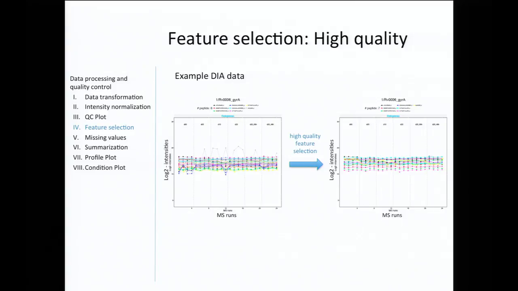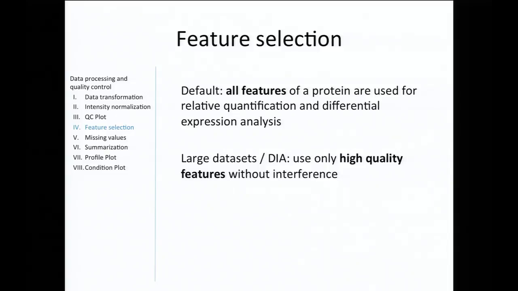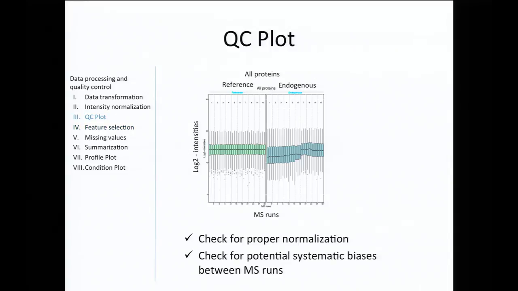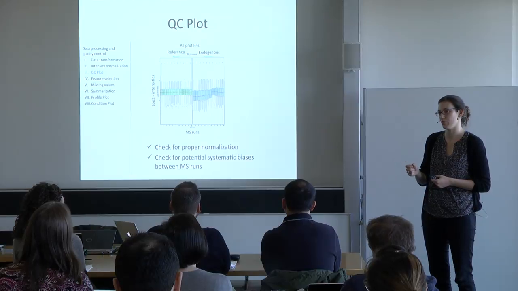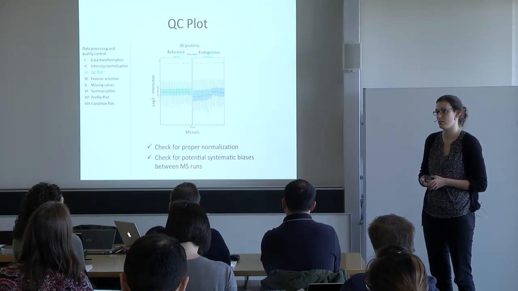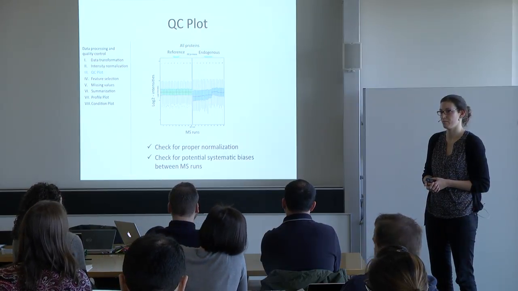Just had a question about the QC plot. Which features are you looking at there? This is just a box plot of the distribution of intensities for all the features, so all the transitions that are in this run.